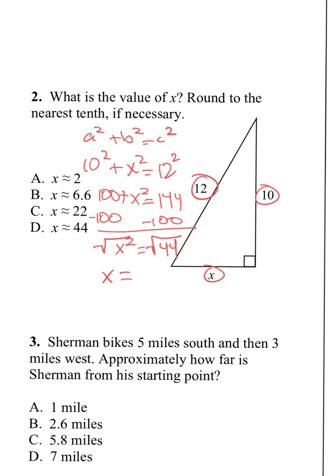Now, find the square root. Using your calculators, find the square root of 44, which is 6.633. Then it says round to the nearest tenths place if necessary. What number is in the tenths place? It is the second 6. Look at the number to the right. It's less than 5, so the 6 stays the same. So x is approximately equal to 6.6, because we rounded it.